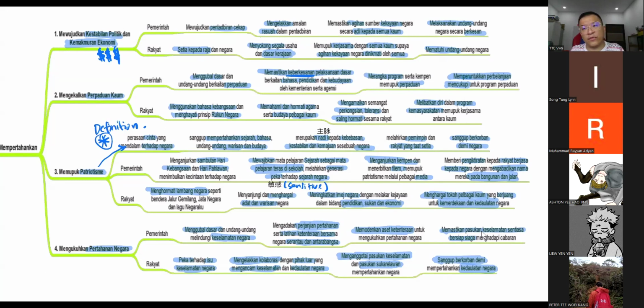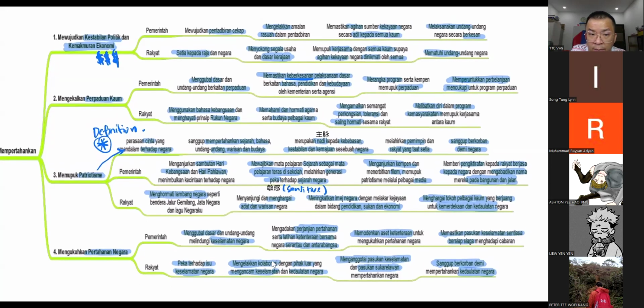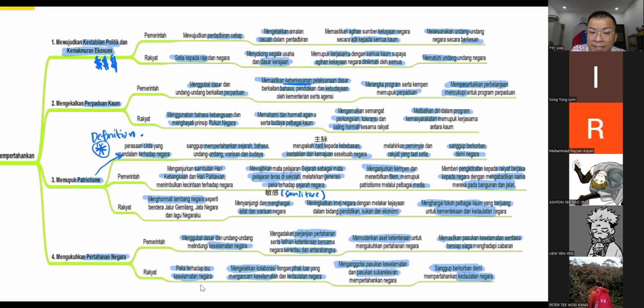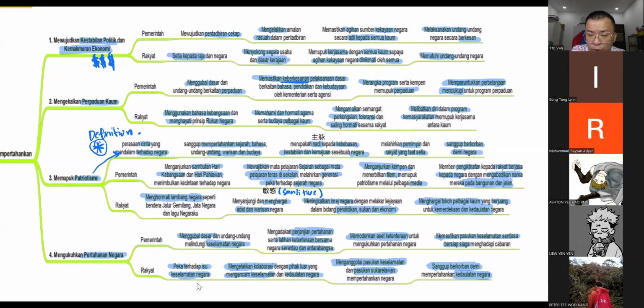Then we lost our sovereignty. So we must make sure that our national police and also our military bersiap siaga to defend our country. Memodernkan aset ketenteraan means modernize our weapon. Yeah. Then this one is talking about the people. People must be sensitive to issue keselamatan negara. Must be sensitive to anything which is due to national security.